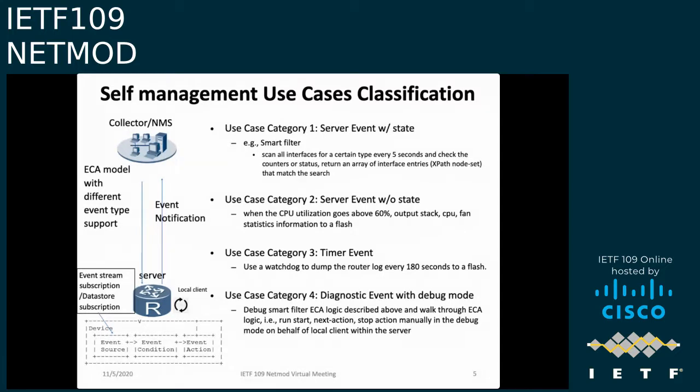Another case is about the CPU utilization troubleshooting. This actually doesn't require any state to be stored. For example, when CPU utilization goes beyond 60%, you can output stack, CPU, and fan related information to the flash. And we also introduce a timer-based event and a diagnostic event. For timer event, for example, you can use the watchdog to dump the router log every 3 minutes to the flash. The diagnostic event is just used to test the ECA logic, for example, the smart filter logic, to make sure it works properly. Next.